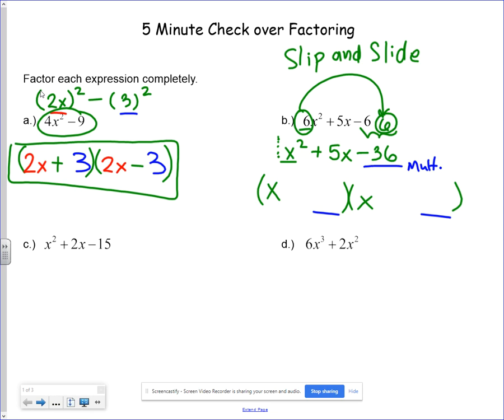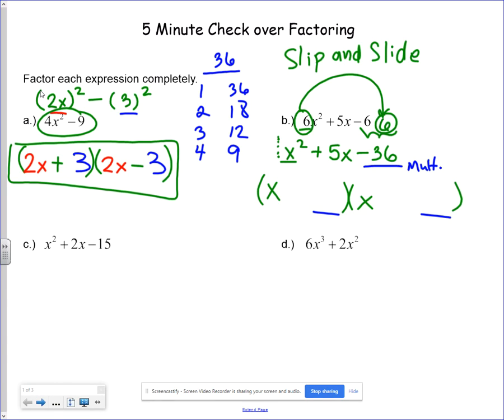So let's look at the factors of 36. The factors of just positive 36 are 1 and 36. What else? 2 and 18. That's half of 36, 18. And then we got 3 and 12, and 4 and 9. These are all the factors of 36.